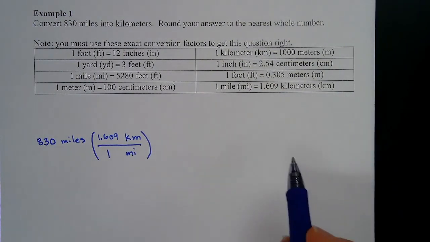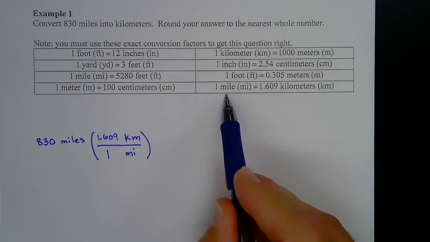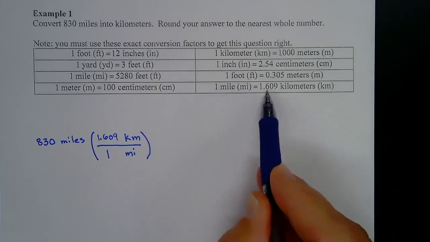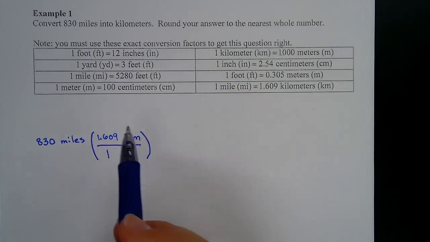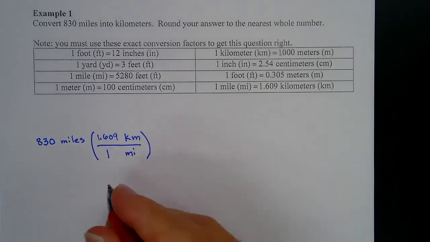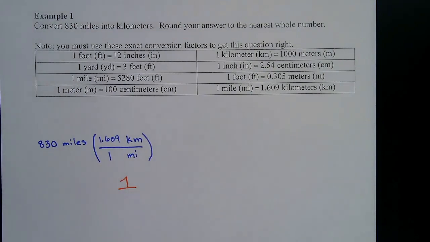of this, that if I divide both sides by 1 mile, this side would become 1 and you'd have 1.609 kilometers over 1 mile. That's what this is. This is the big number 1. That whole thing right there is number 1. So we're multiplying by 1. Well, what's 830 miles times 1? It's still 830 miles.